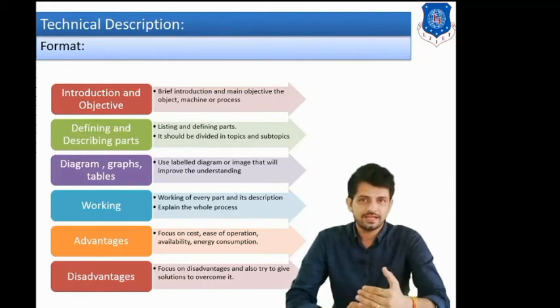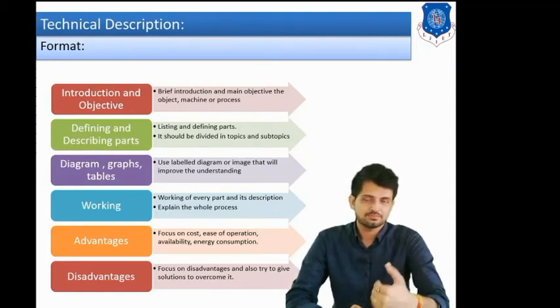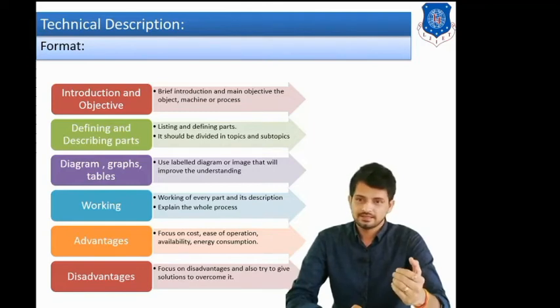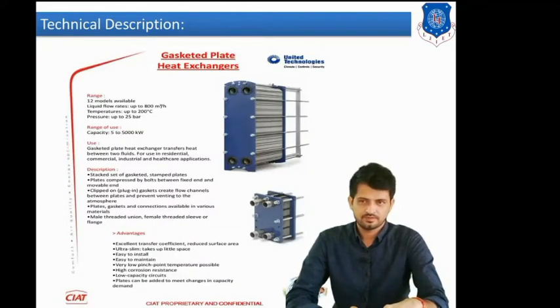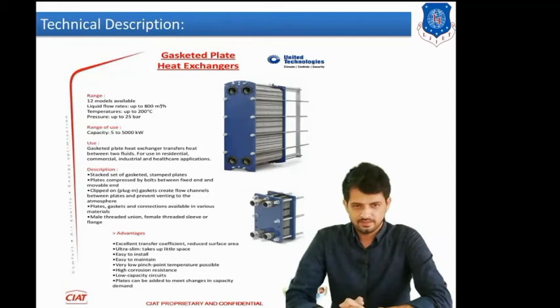So in this way, any technical description can be written by using all these aspects, all these elements of the format. First is introduction, then describe the parts, then diagram wherever necessary, then working, advantages, disadvantages. Fine. Okay.